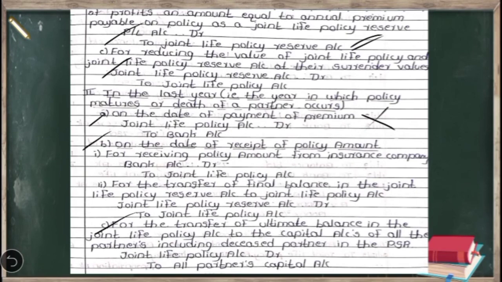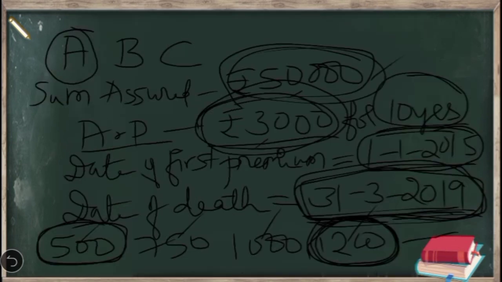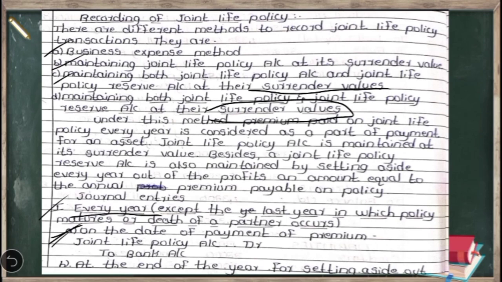Okay, so this is regarding the journal entries for recording the joint life policy transactions in the books of a partnership firm. Before I wind up this session, let us once again summarize the journal entries you have to pass. For recording the joint life policy transactions, we are following the third method, that is maintaining the joint life policy as well as joint life policy reserve account at their surrender values. Okay, so for that we are going to pass the journal entries in two sets. In the first set we pass the entries at every year except the last year in which the policy matures, either because of expiry of the maturity period or death of any one of the partners, whichever is earlier.